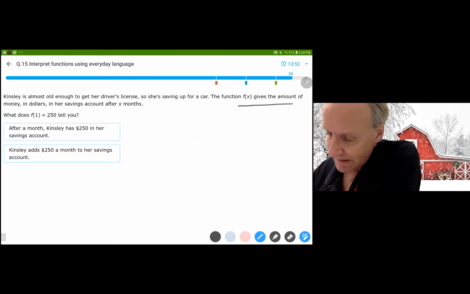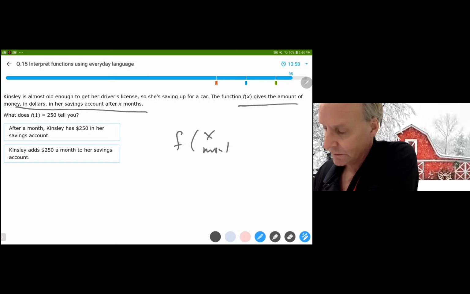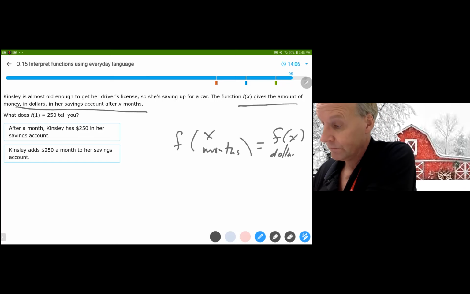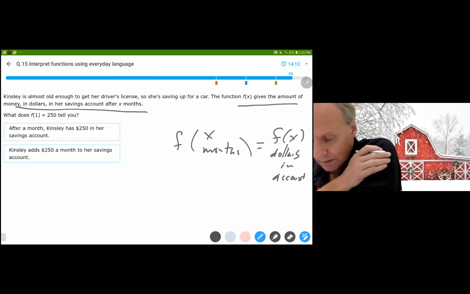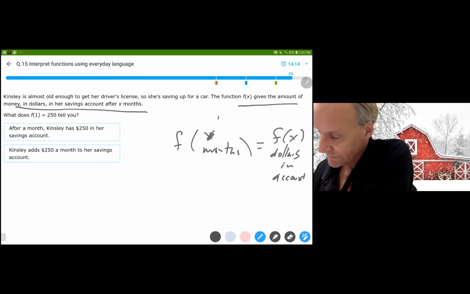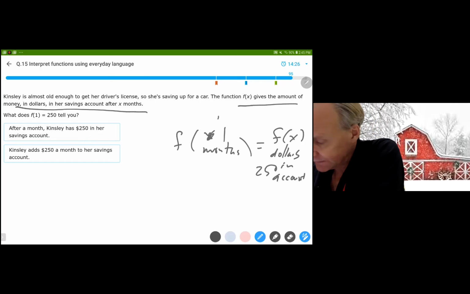F of X gives the amount of money in dollars in her savings account after X months. So X months, and this is F of X dollars in account. After 1 month, she has $250 in her account. After a month, Kelsey has $250 in her savings account. Yep.